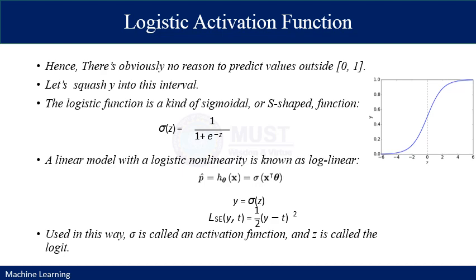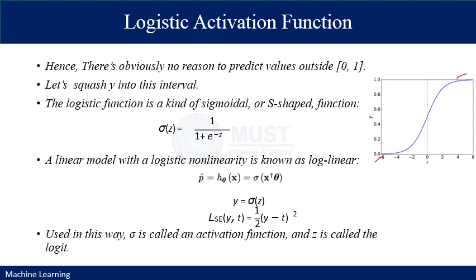So as we discussed in the first lecture, there are many methods and regression algorithms that can be used for classification as well. Logistic regression is one of the commonly used methods to estimate the probability that an instance belongs to a particular class. Hence, there is obviously no reason to predict values outside 0 and 1. So we have to squash the prediction into the interval 0 and 1 as depicted in this graph.